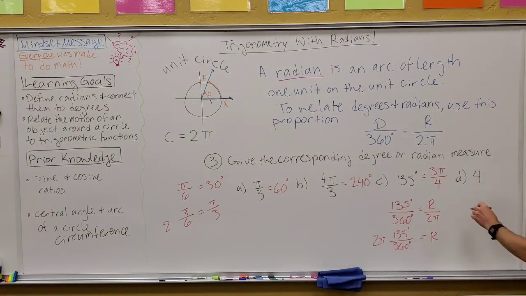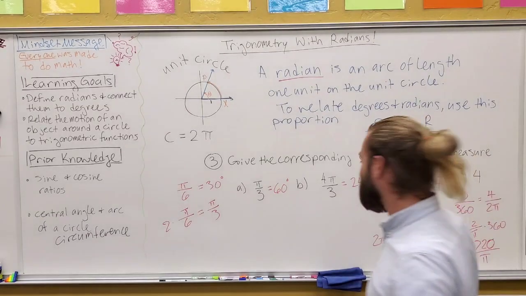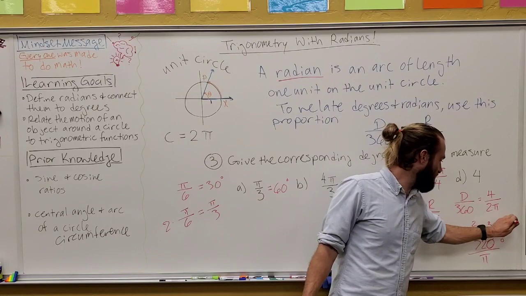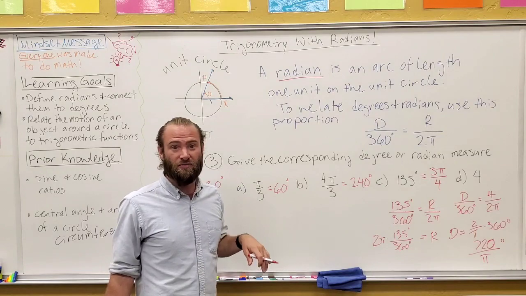Let me remove my little ball here. So again, I'd have d over 360 is equal to 4 over 2 pi. And that actually simplifies nicely, because then d equals 2 over pi times 360, so that's 720 over pi, and that's not going to look any nicer than it does, so we're just going to say this is how many degrees, and I should have included that this whole time, right? So my bad. That's how many degrees it is, whatever 720 over pi is.